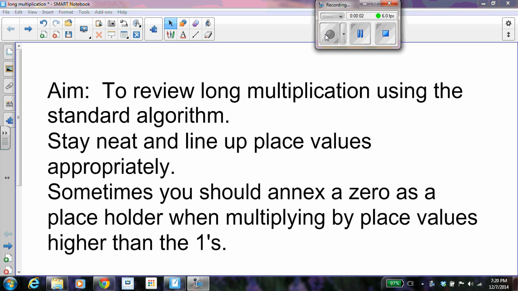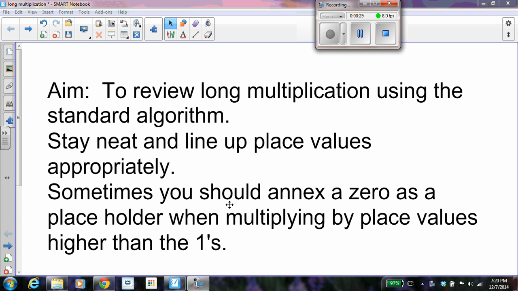Okay, I'm going to review long multiplication, of course, using the standard algorithm. That's the one we should be getting used to anyway as we get older. This is always going to be important when we're doing operations in math to stay neat, and we're lining up the place values appropriately. Now you're going to see how important this is in a moment.